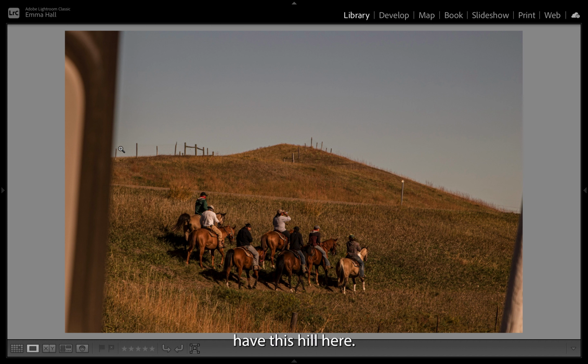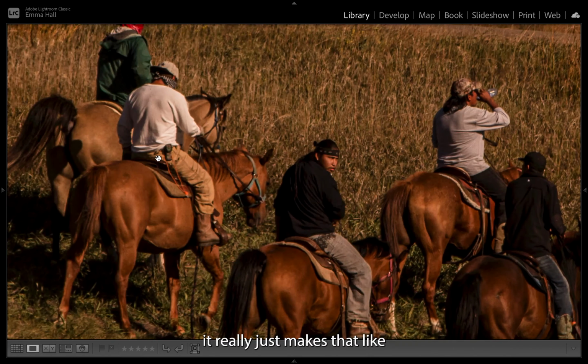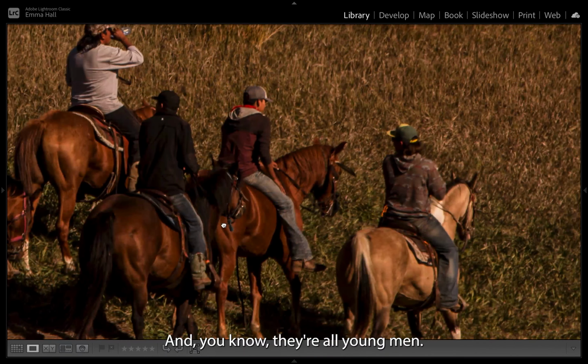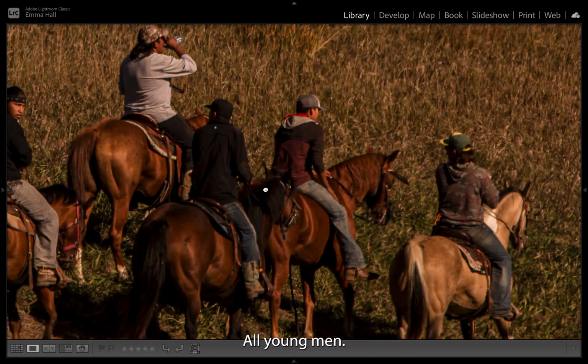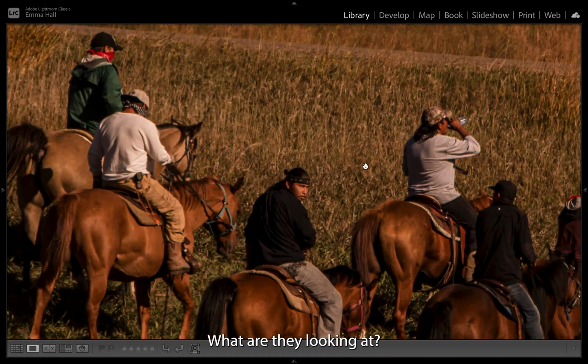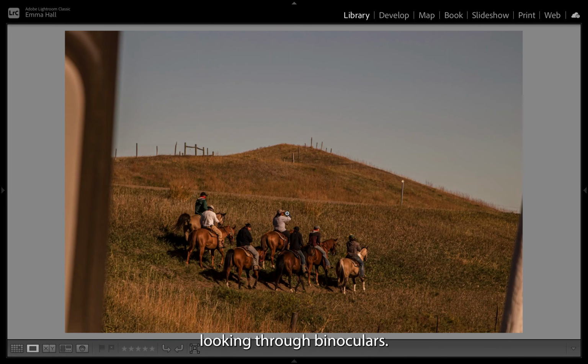You kind of have this hill here. It's really nice light, especially on the horses. It really just makes that golden brown color come to life. And they're all young men. Oh, he was actually a friend. I rode that horse. All young men. What are they looking at? From far away, it kind of looks like he's looking through binoculars. I mean, they're all facing this way. It's one of those pictures that just makes you question what's going on and why it's happening. So for that reason, I really like it, and I think I'm going to keep it.